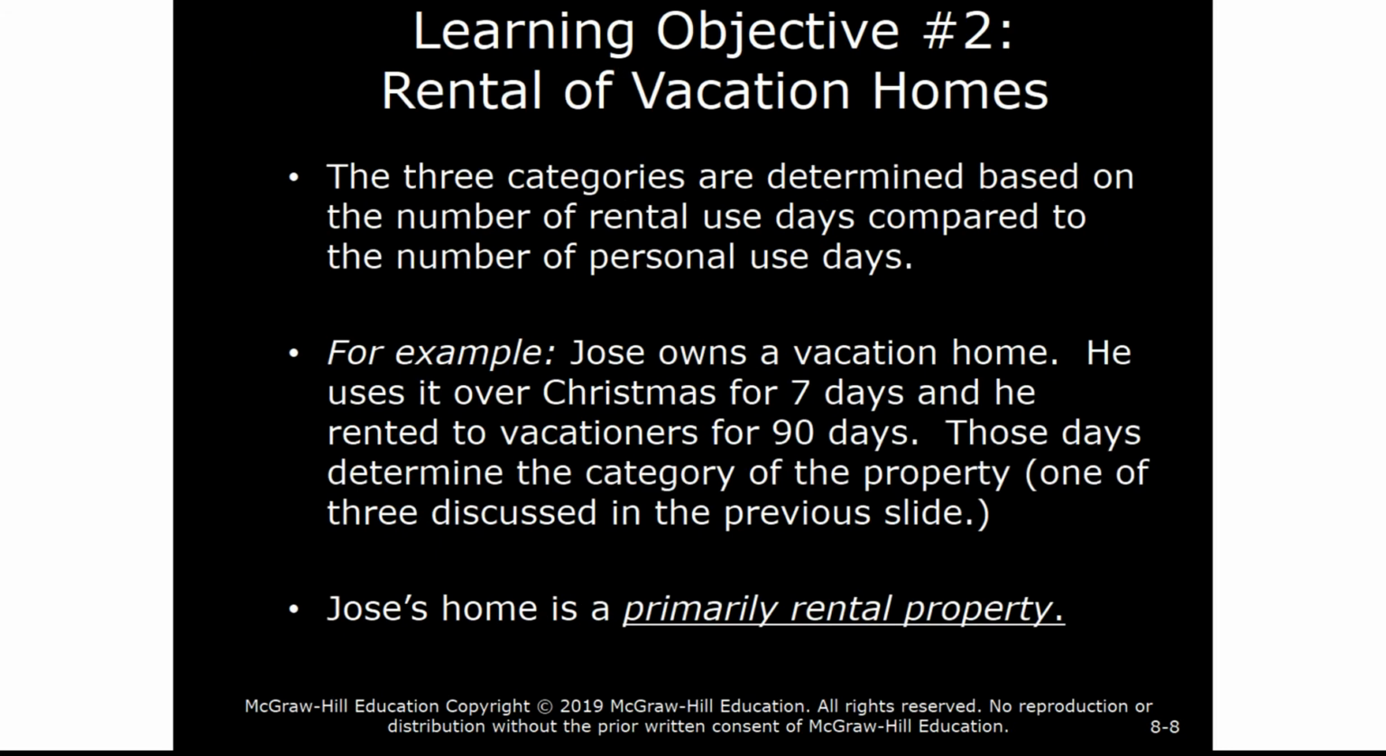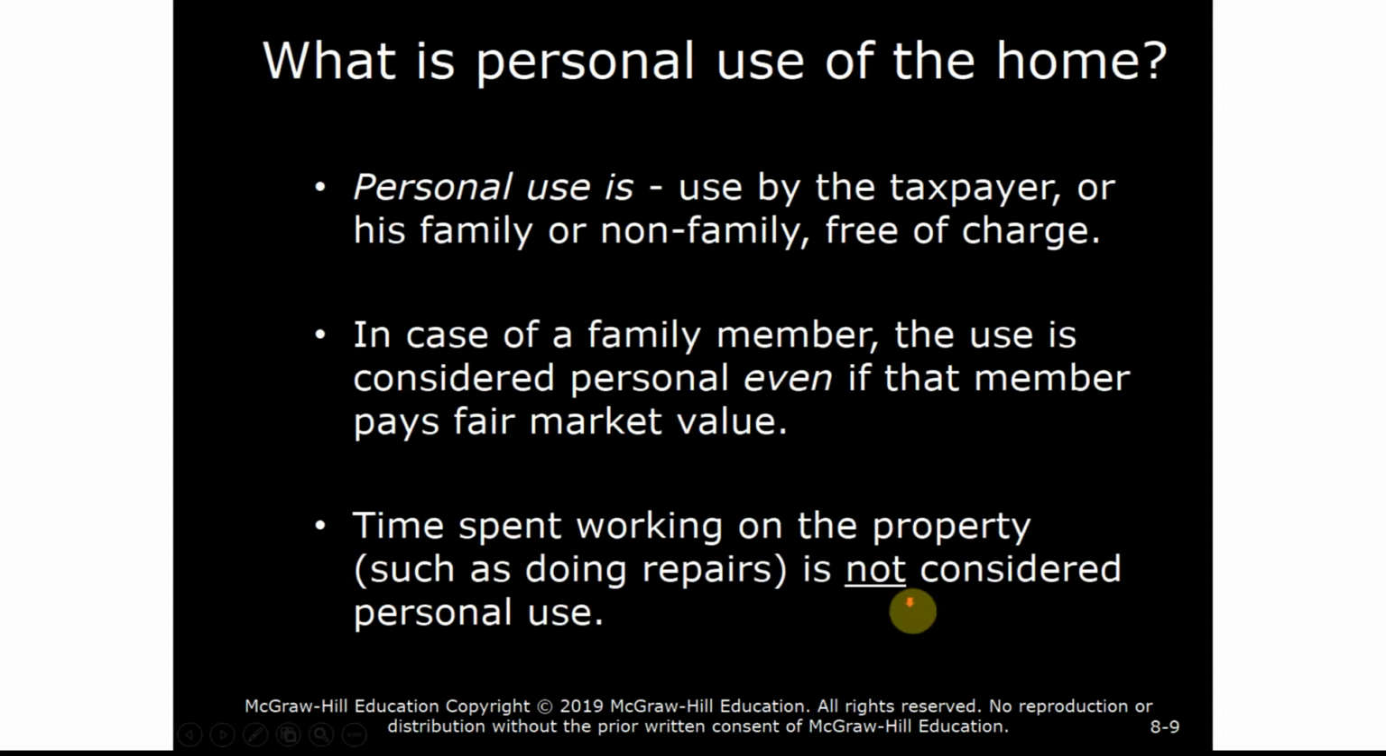So let's take a look at a situation where we have a vacation home that's primarily a rental property. In this case, Jose owns a vacation home. He uses it over Christmas for 7 days, and he rents it to vacationers for 90. Well, that's primarily rental, because he uses it for vacation purposes less than the 15 days, which we'll talk about shortly, or 10% of the 90 days. And 10% of the 90 days is 9 days, and certainly 7 days is less than the 15. So this is a primarily rental property, and we would account for it differently on the Schedule E.